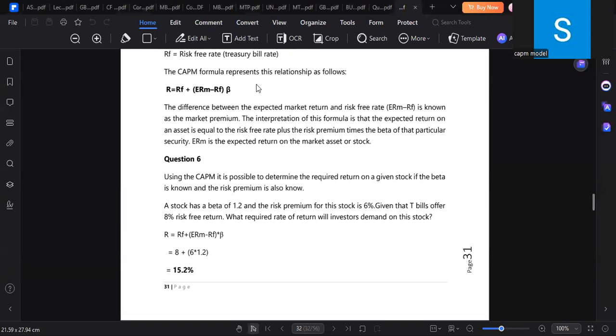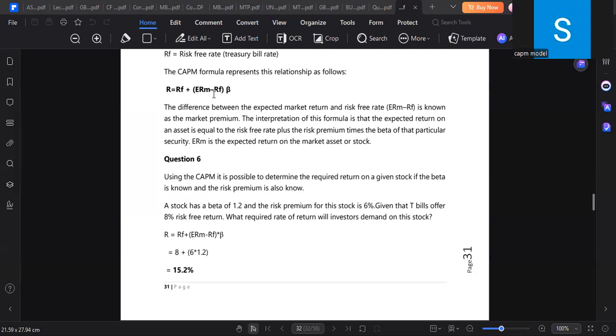So when we're given a stock with beta 1.2 and risk premium 6%, how do we calculate the return on the stock? Okay, so here we've been given the beta as 1.2. So where there's beta here, we put 1.2, and we've been given the premium. So the premium is the difference between the risk-free rate and this one here. So that one is here.